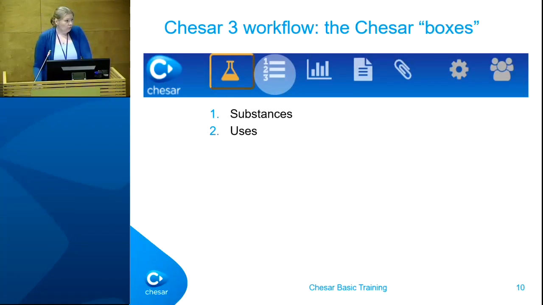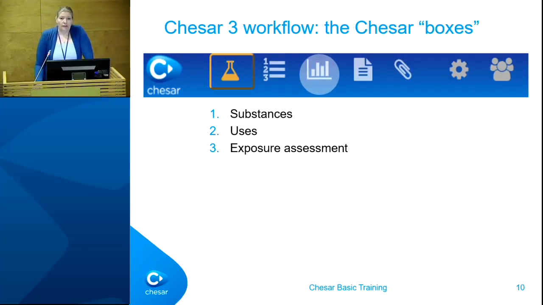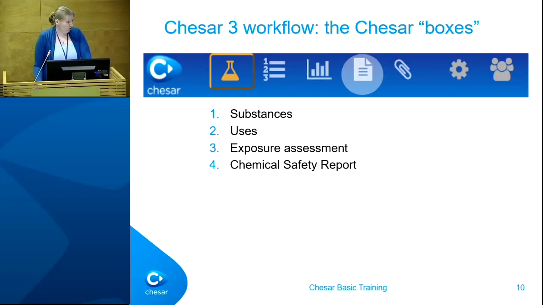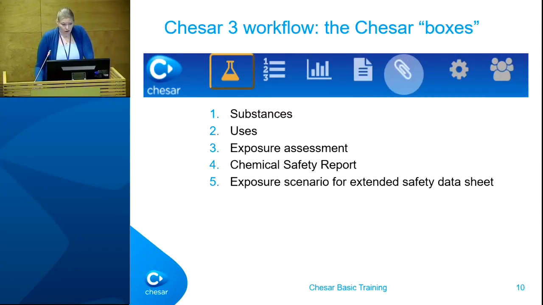Box 2 is about defining the uses for that substance. So where does it go in the supply chain? With information on the substance and the uses, you can then conduct your exposure assessment, which you do in box 3. Once you have finished doing your exposure assessment and risk characterization, you go to box 4, which is where you can generate and preview the chemical safety report. Then, if you also want to generate your exposure scenario for communication, you do that from box 5.